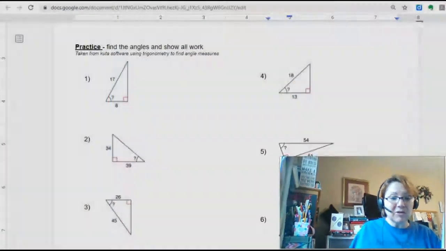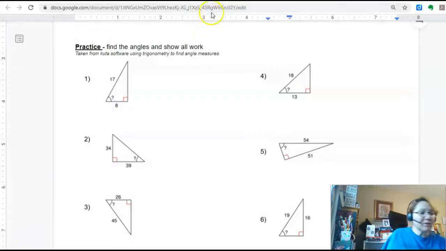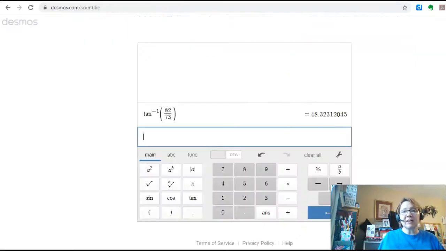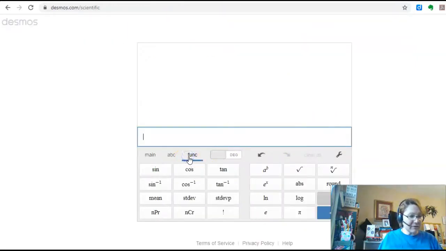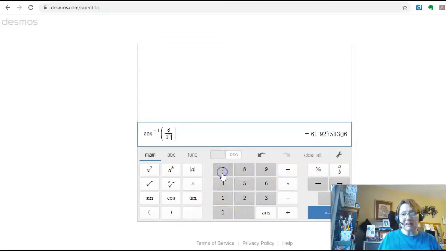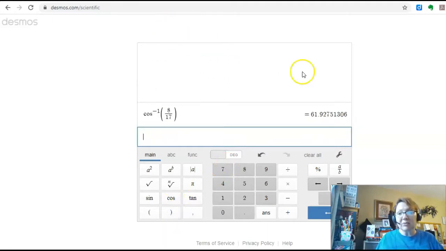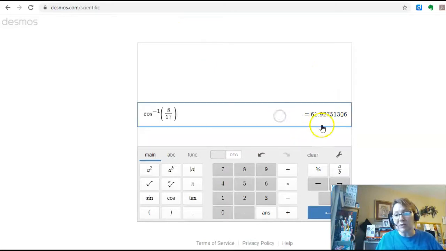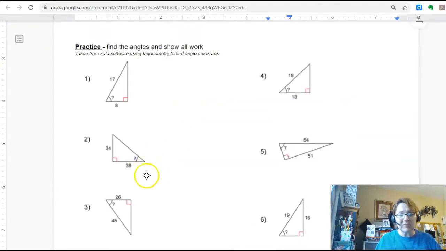So I'll do one more with you. Let me go ahead and change my view. So we have a clear here, and then I'm going back to my function. So I'm going to do inverse cosine, and then I'm going to put 8 over 17, and then I'm going to use my arrow key to go over and put my parentheses and click equals, and there I have my answer. So since it's 61.92, I can see that this 2 is not going to change it, so it's just going to be 61.9. Accuracy is going to be important to us, so it doesn't hurt for us to be a little accurate now. So what can you do with the rest of these?